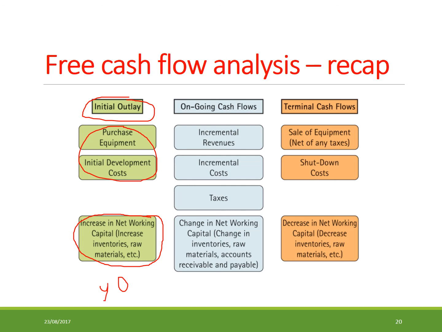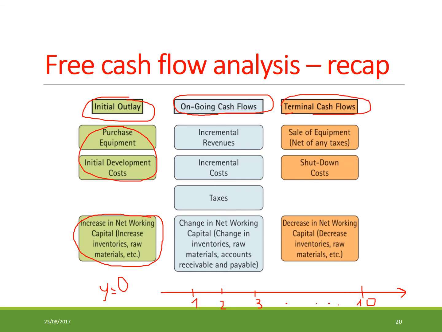We then have our ongoing cash flows starting from year 1 to the end of the project. Starting from year 1, year 2, year 3, and so on. Suppose that our project runs for 10 years, for example. Our ongoing cash flows happen from year 1 until year 10.